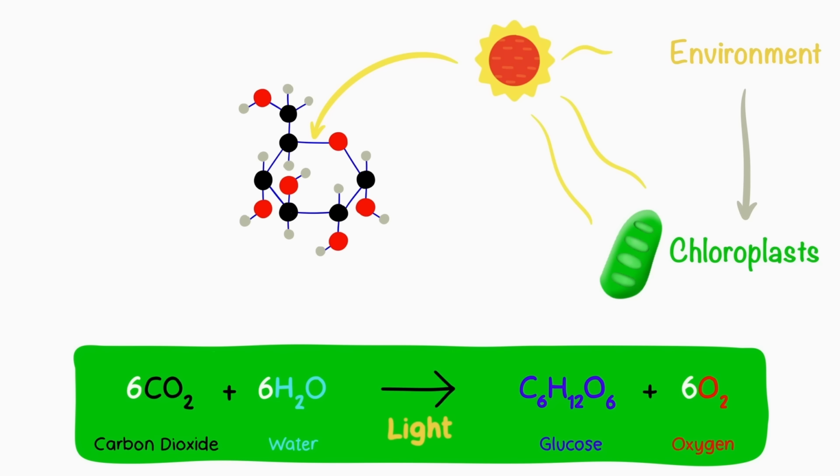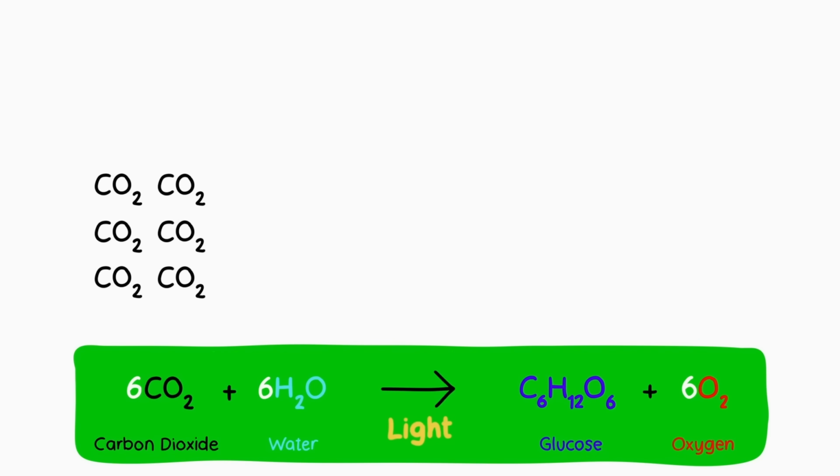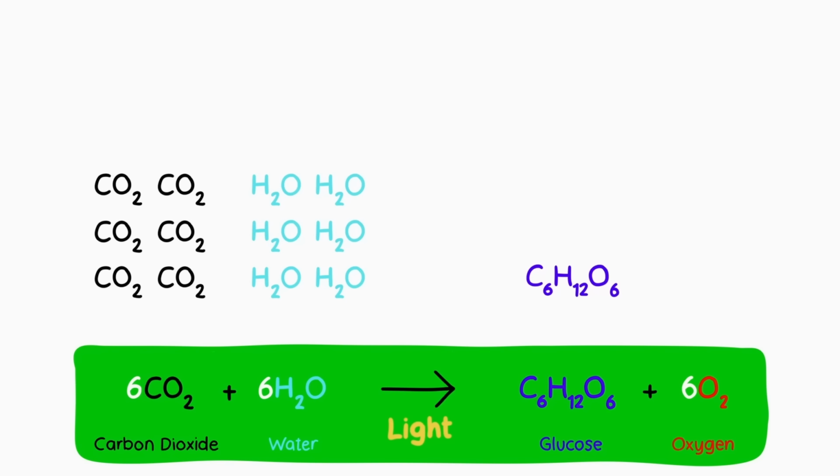We can represent photosynthesis with a word equation. Carbon dioxide plus water gives glucose plus oxygen. Or more formally, with a chemical equation, 6CO2 + 6H2O → C6H12O6 + 6O2. This equation shows us that six molecules of carbon dioxide combine with six molecules of water using light energy to produce one molecule of glucose and six molecules of oxygen.